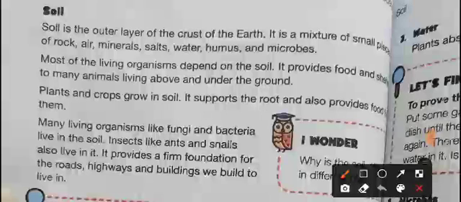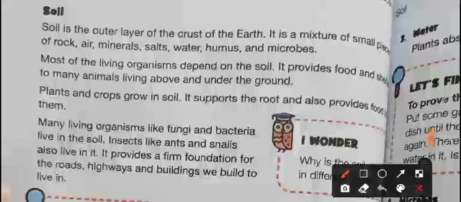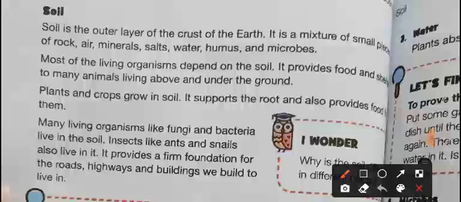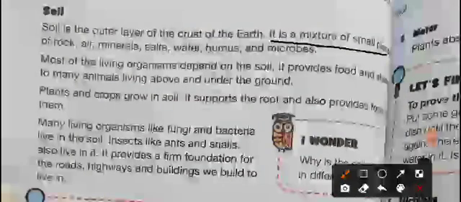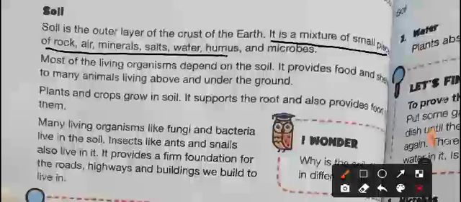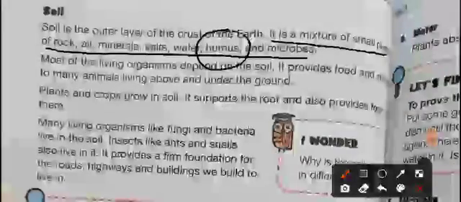Also start underlining the important points. Soil is found on the outermost layer of the earth. अर्थ की डिफरेंट लेयर्स होती हैं और सबसे आउटर मोस्ट बाहर वाली लेयर के ऊपर वी फाउंड सॉइल. सॉइल जो होती है इट इज़ मेड अप ऑफ मिक्सचर होती है स्मॉल पीसेज ऑफ रॉक एयर मिनरल्स वाटर ह्यूमस एंड माइक्रोब्स. देयर इज़ अ वर्ड रिटन हेयर ह्यूमस.